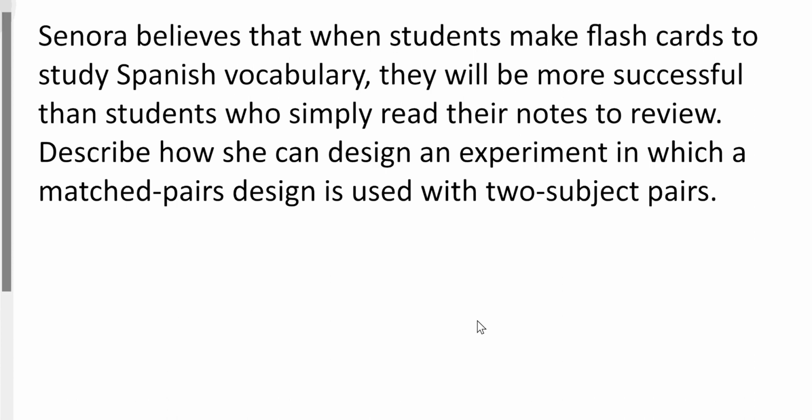It says, Senora believes that when students make flashcards to study Spanish vocabulary, they will be more successful than students who simply read their notes to review. Describe how she can design an experiment in which a matched pairs design is used with 2 subject pairs.